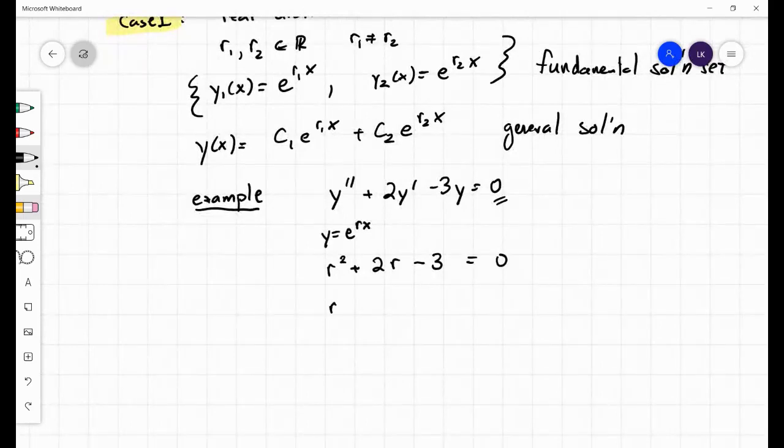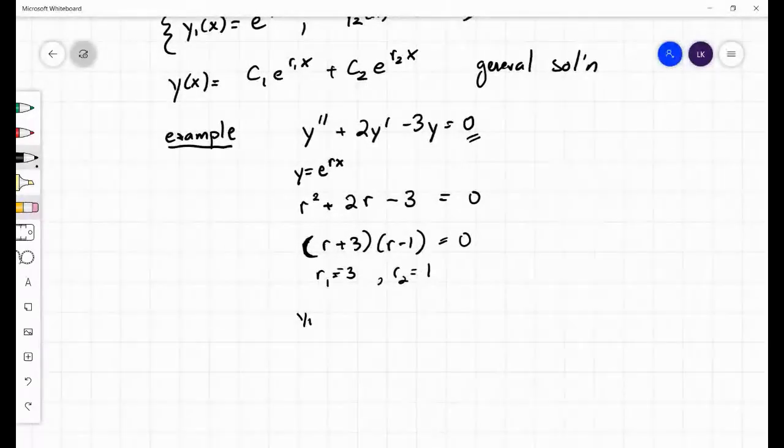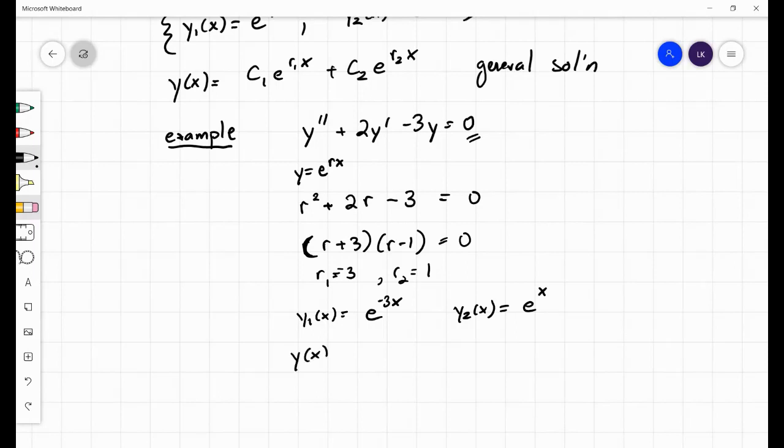Okay, you can use the quadratic formula here, but I can see that this factors nicely. So the two roots are -3 and +1. So I know that the fundamental solution set here would be e to the -3x, and the second independent solution will be e to the x. So my general solution is a combination of the functions in my fundamental solution set. And you can check that those work.